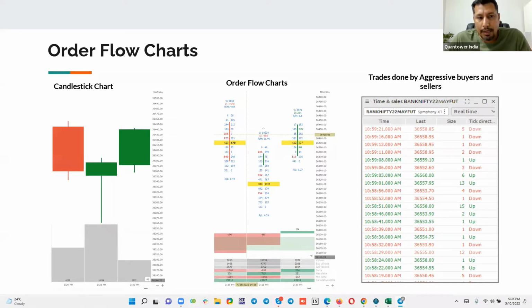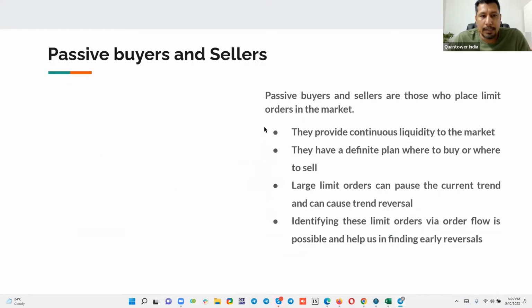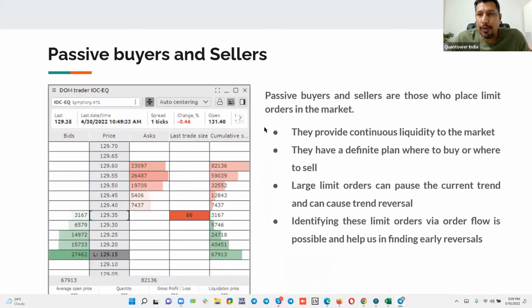If we got tick by tick data from the exchanges, we would probably be looking at even the best buyers and sellers at every price point, and that can also give you additional information. But for the time being, I think this is good enough for anybody to understand who are the aggressive buyers and who are the aggressive sellers, and how that has been plotted on the charts. So let's look at who are the passive buyers and sellers.